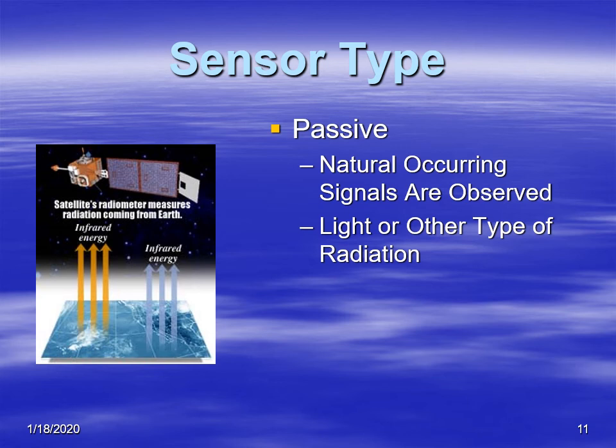A good example of this is satellites. Satellites are sitting over the Earth, looking at the surface, clouds, and our atmosphere, and just measuring the amount of radiation coming up off of the surface, and that would be completely passive. So those are the different types of sensors.